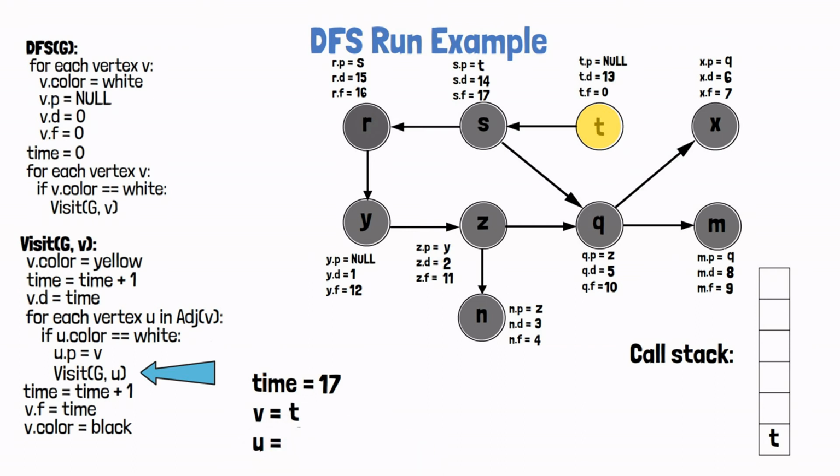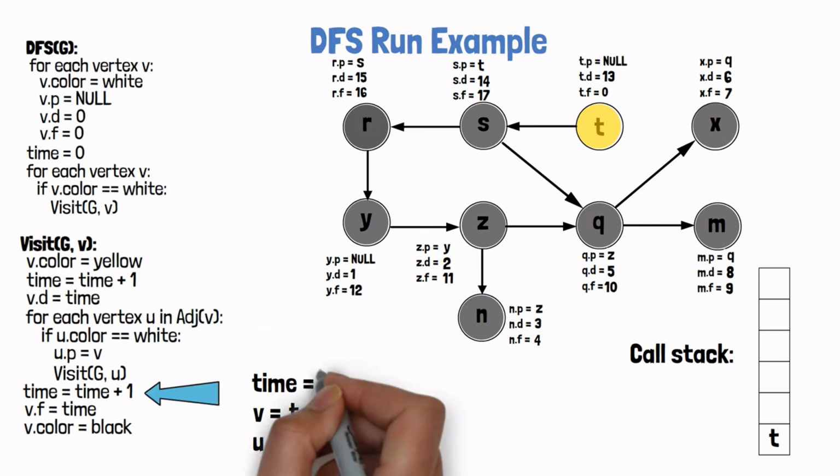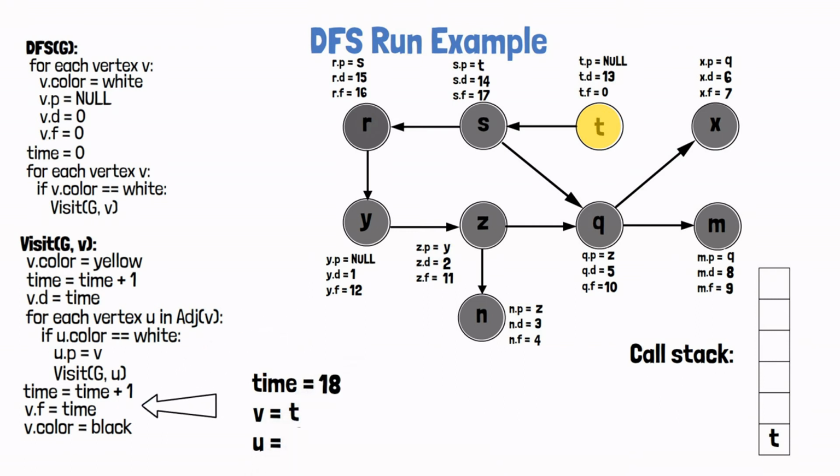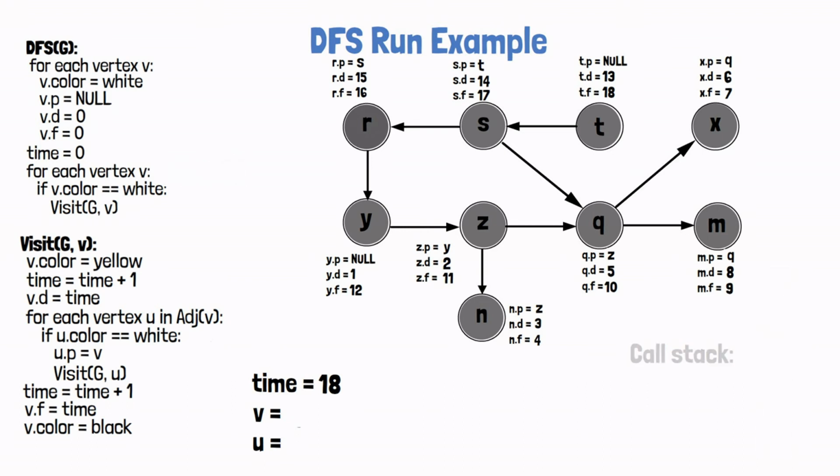We are back to handling t, which has no more neighbors to check, so we exit the for loop. We increment the time to 18 and update the finish time of t to 18. We color it as black to mark it as finished. We clean the state and go back to where it was called. All vertices were discovered, so any other vertex that will come up in the for loop here will not be visited again, so we end the example here.